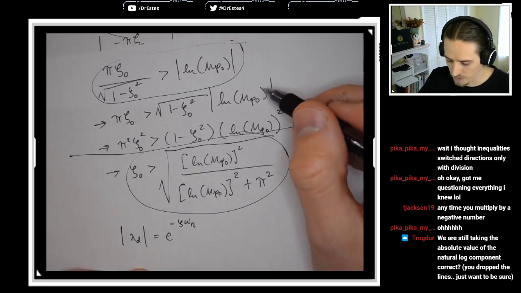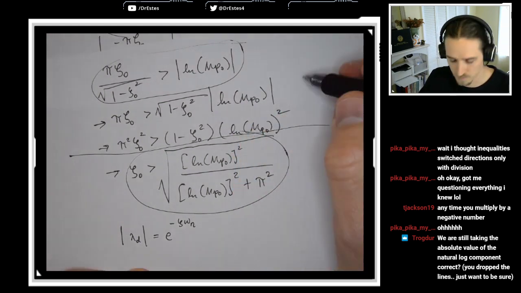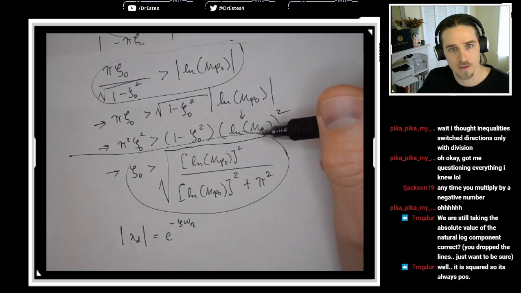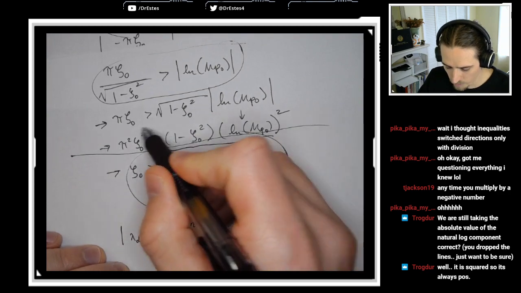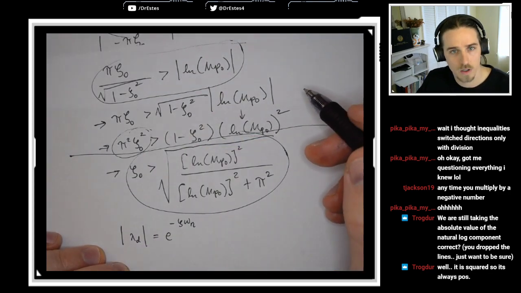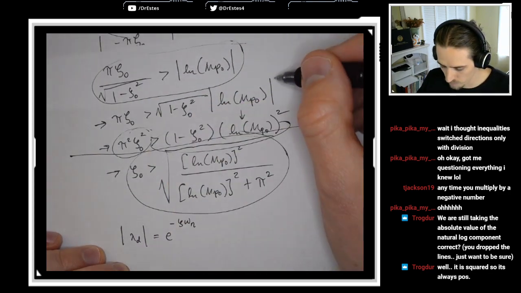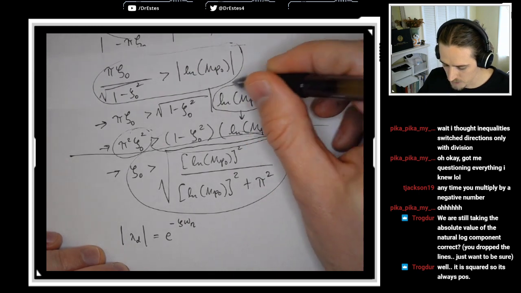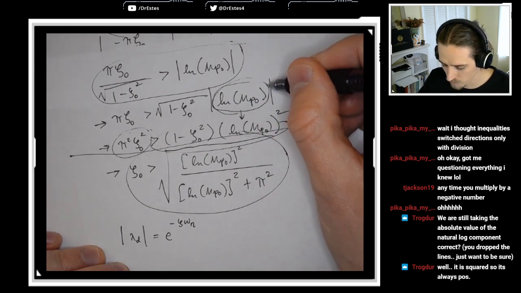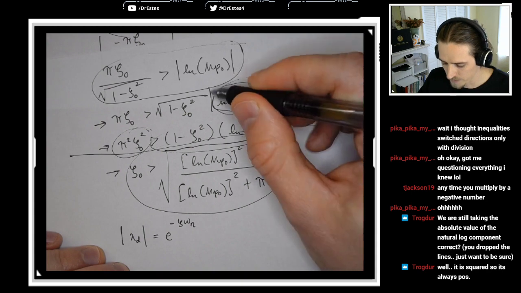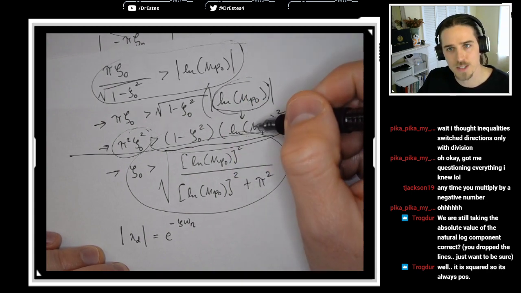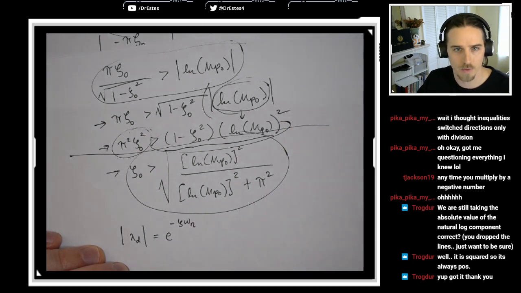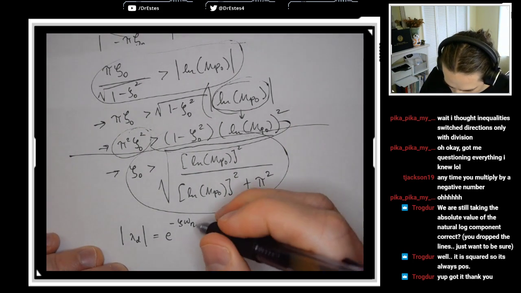Oh yes, so the reason I dropped the lines, so you see the lines between here, they drop, because I'm squaring both sides. So even if this is a negative number, if I take the absolute value and then square that, that's the same as just squaring it if it was a negative.